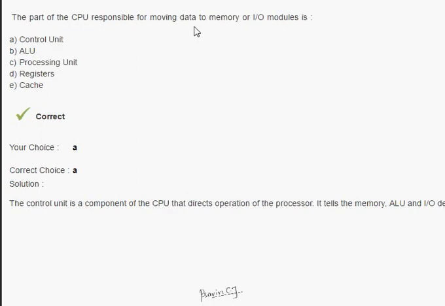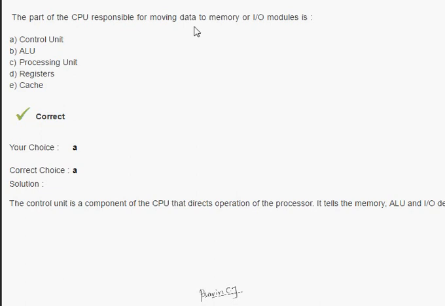The next question is: the part of a CPU responsible for moving data to memory or IO modules is the control unit. That's a very simple question. The control unit is a part of the CPU, and it moves data from memory to or from IO modules. It is a computer architecture question. The control unit works this way, ALU is not giving you that.